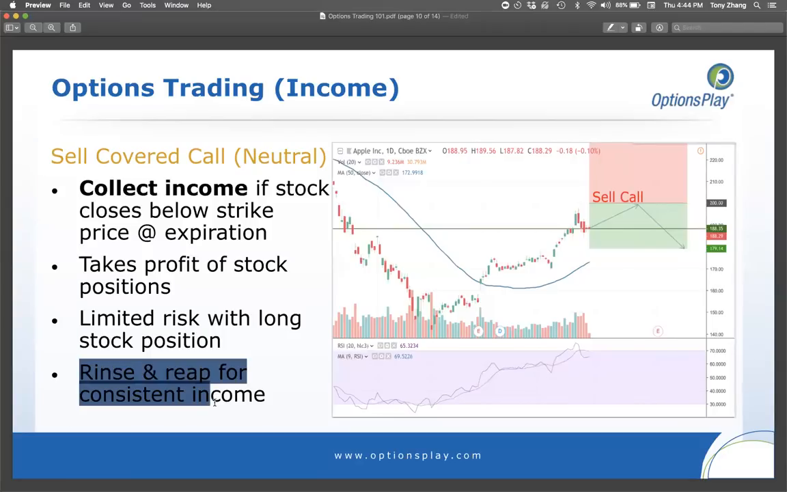And you can rinse and repeat this for consistent income. So you can actually sell calls on your stock, and as long as the stock doesn't rise to $200 or more, you get to do it again in the following month. So if the stock rises a little and then falls back down to 179, you can sell another call and gain some more income. And you can keep doing that over and over again until the stock does rise above your strike price. And at that point, you effectively sell your stock at a profit.